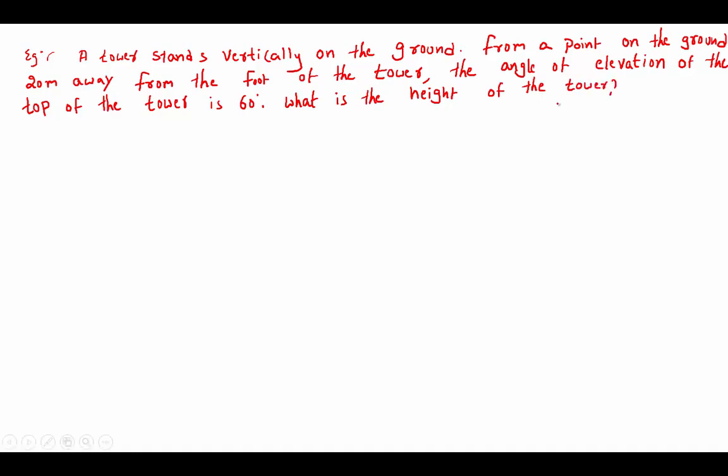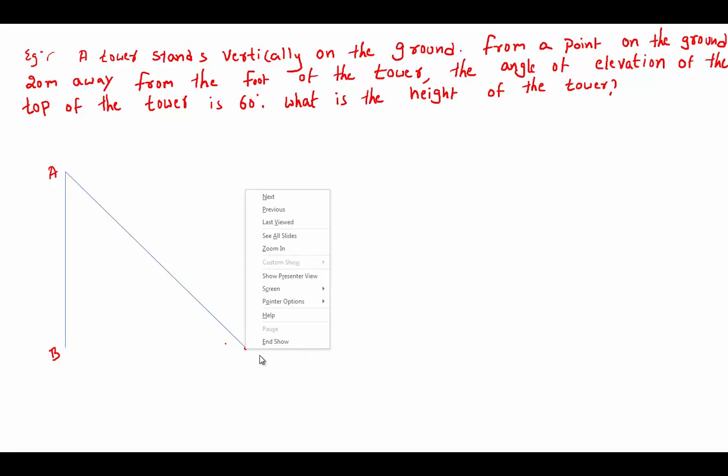So here, observe the problem once. A tower is standing vertically. Let AB be the height of the tower standing vertically on the ground, as is given. From a point on the ground 20 meters away from the foot, that means we have to take the point which is 20 meters away from the foot. So let it be the point C, which is 20 meters away from the foot of the tower. The angle of elevation from this point is 60 degrees to observe the top of the tower, which is A. He is asking to find the height of the tower, nothing but the length of AB. Let it be x meters.